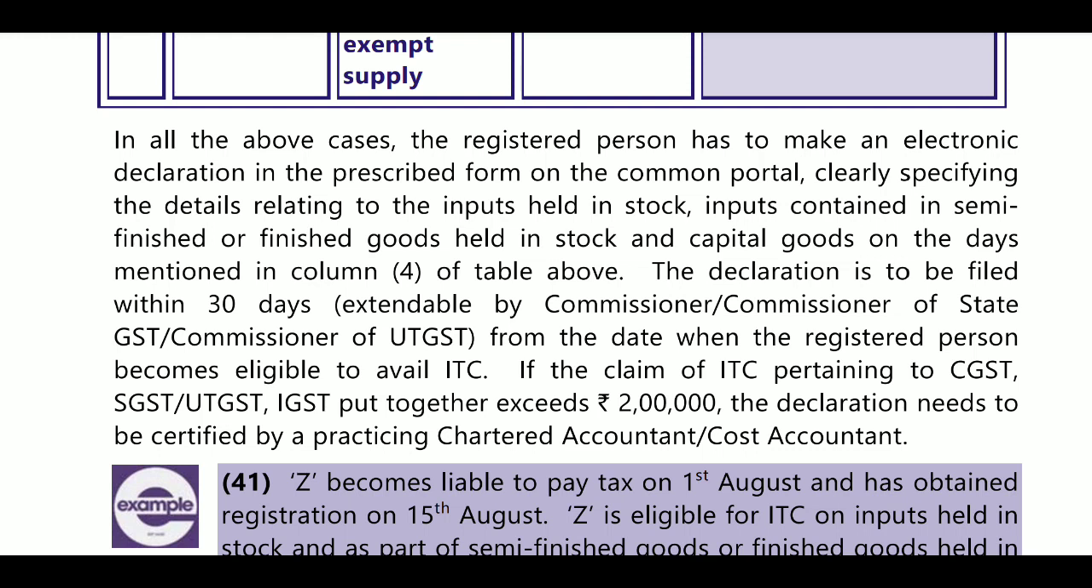The second condition is that the declaration has to be filed within 30 days from becoming eligible to avail credit. So if you converted from composition to normal taxpayer, from that date 30 days will be considered. If your goods went from exempted to taxable, from that day, within 30 days, you must file the electronic declaration relating to the ITC available, and then you avail that ITC credit.